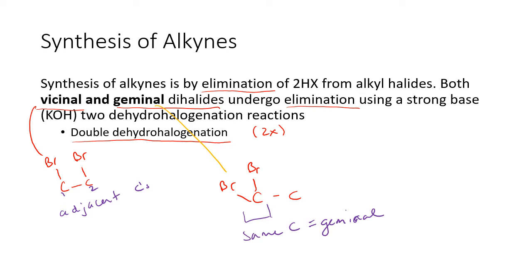So either one of these two relationships where we have two halogens either being vicinal or geminal to one another can lead to having a double dehydrohalogenation when using a strong base. For example, using something like potassium hydroxide, or really any of the strong bases that we just previously talked about, such as sodium amide or an alkyl lithium or a Grignard reagent. Any of those would be strong enough in order to undergo elimination and produce an alkyne.